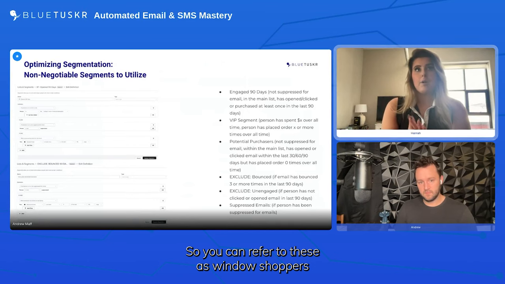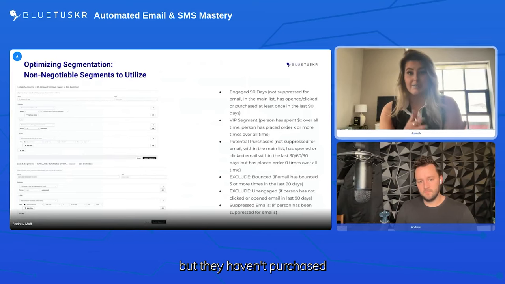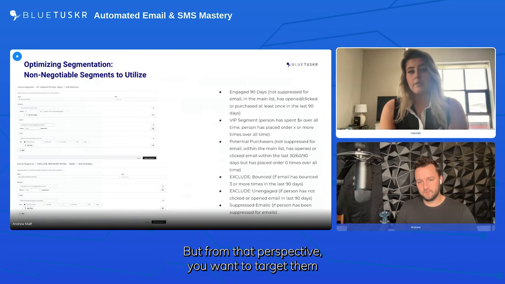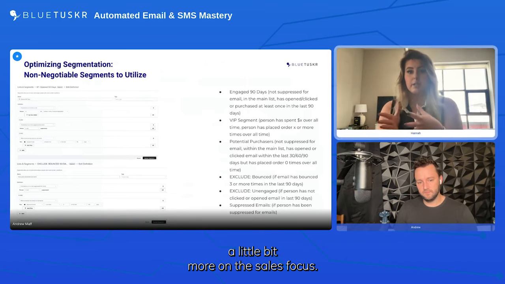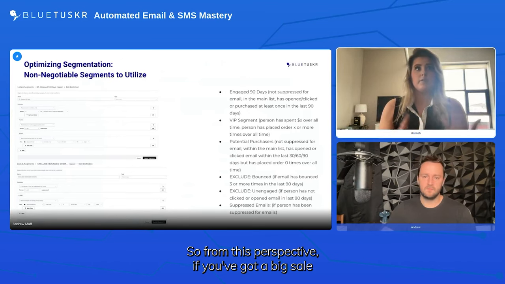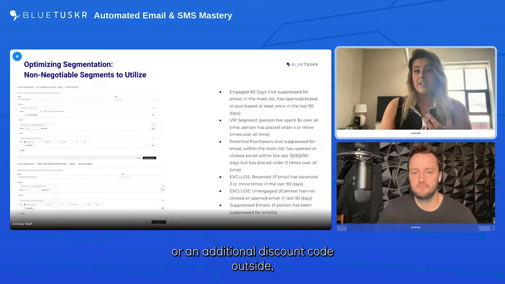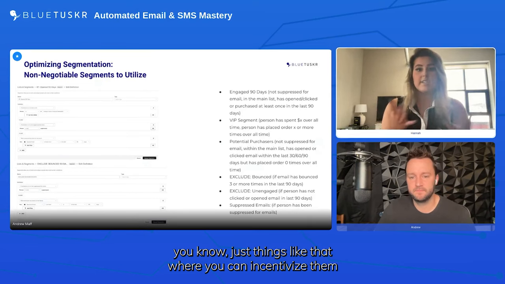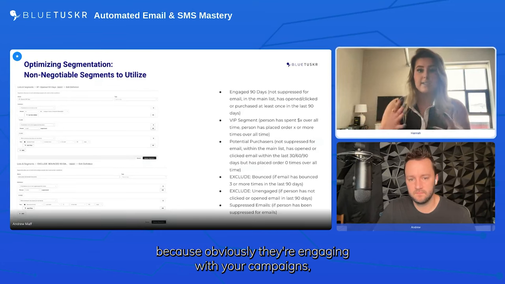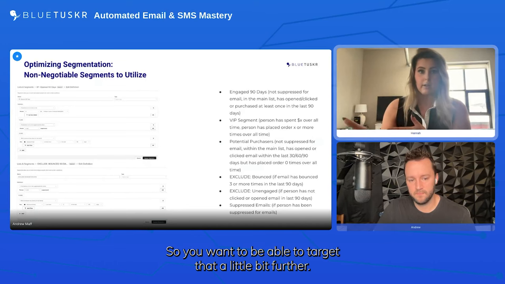But yeah, the potential purchasers, these are people that are engaged with your emails, but they haven't purchased. So you can refer to these as window shoppers, or maybe they've purchased a while ago, but they haven't purchased again recently, maybe within the last 6 months, depending on the product or service that you're offering. But from that perspective, you want to target them a little bit more on the sales focus. So if you've got a big sale that you want to provide to them, or an additional discount code, things where you can incentivize them a little bit more to get them on the hook, because obviously they're engaging with your campaigns, but it's not enough to drive it home. So you want to be able to target that a little bit further.